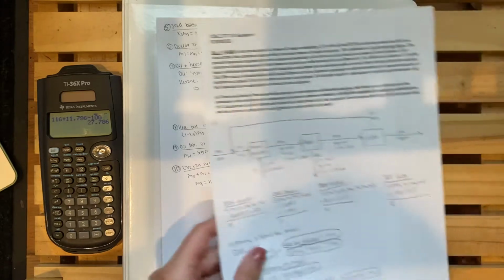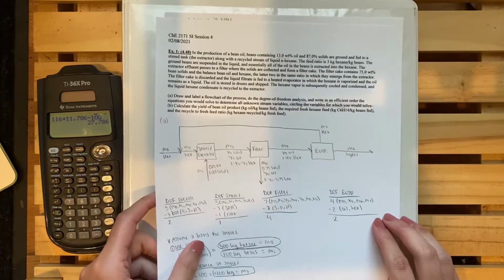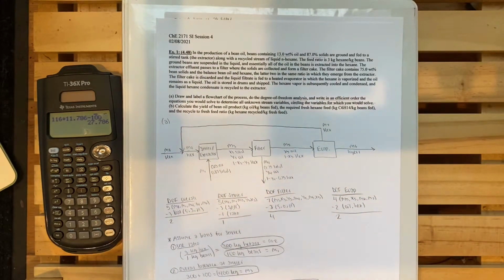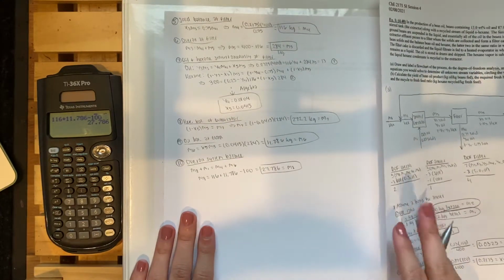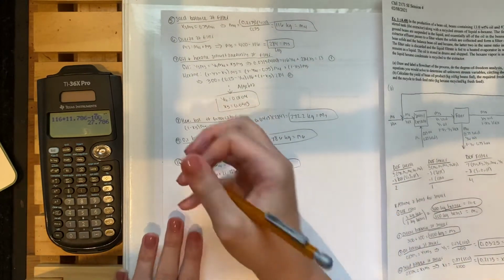Now, part B. Part B asks us to calculate the yield of bean oil product, the required fresh hexane feed, and the recycled to fresh feed ratio. Okay, so let's start with the yield of bean oil product.